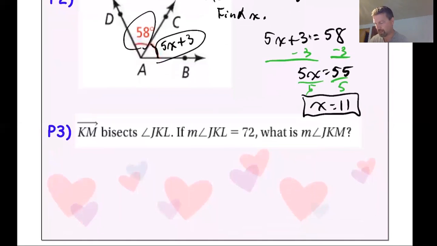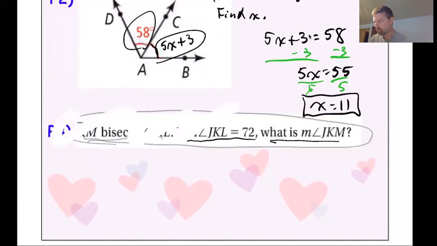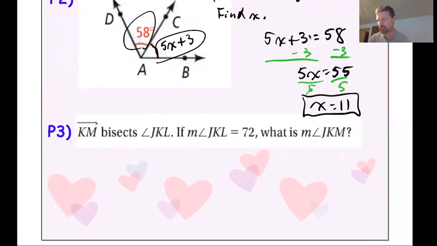KM bisects angle JKL. If JKL is 72, what is JKM? Some of us might already think they have the answer. I would recommend anytime you see a geometry question that's just in words, it's always a good idea to sketch it just to make sure you understand the question. Sometimes they can word things tricky, and if you don't sketch it, you could miss something.